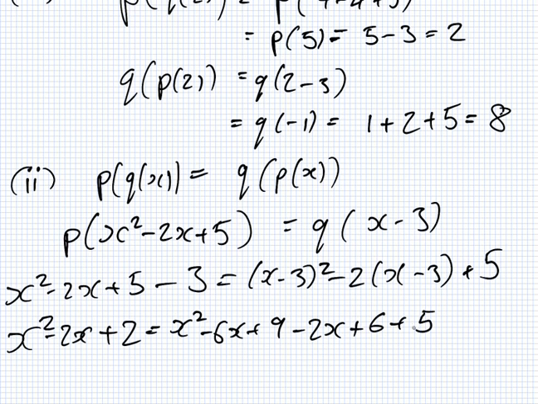plus 5. Well, it's nice that the x squareds cancel, so I'll get rid of them. Minus 2x is cancel as well. So I just have 6x left on 6x. 9 plus 6 is 15, plus 5 is 20, minus 2 is 18, therefore x equals 3.